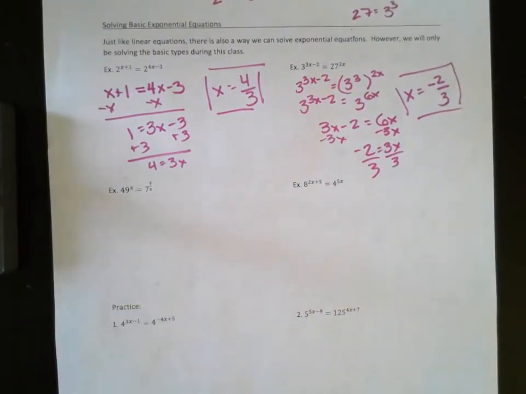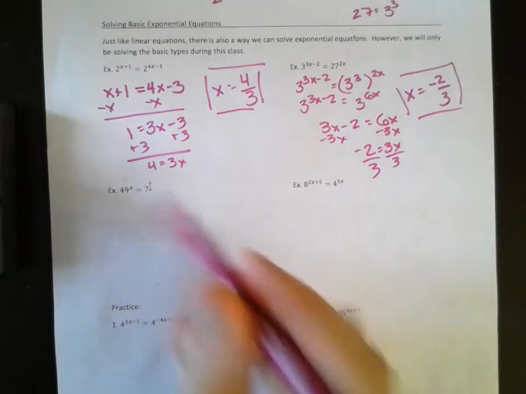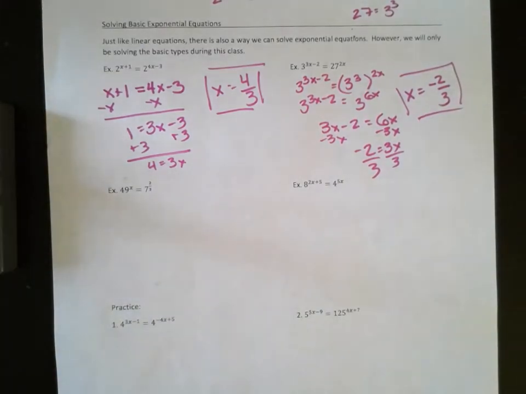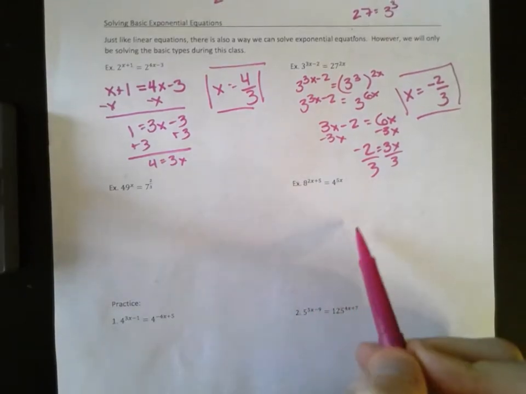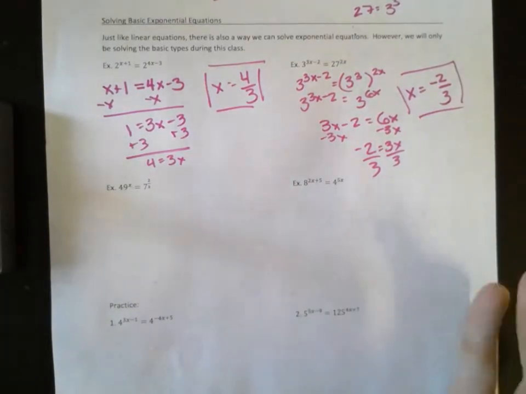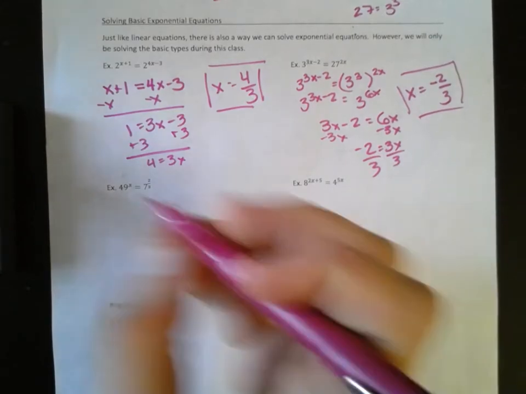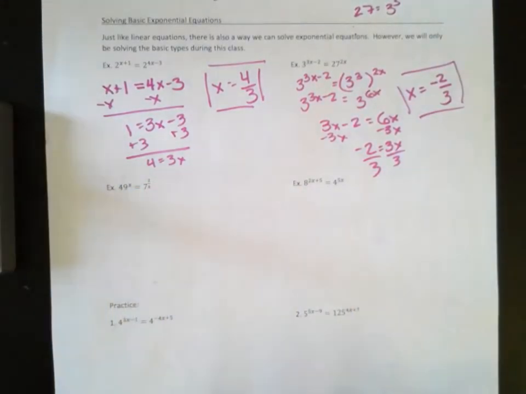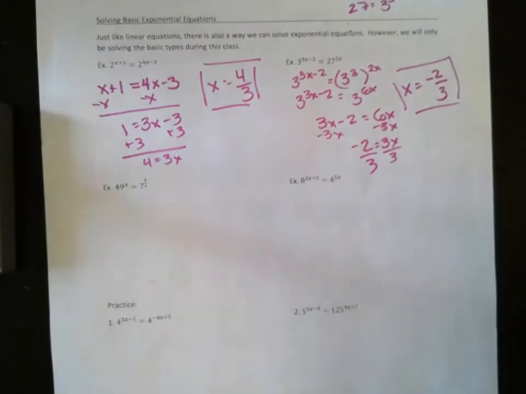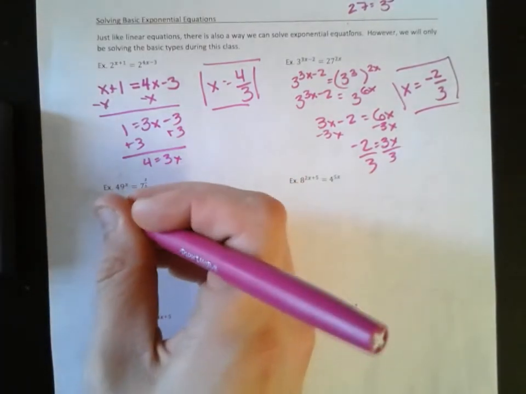Next one, 49 to the x equals 7 to the 2/3 power. If you guys want to pause the video now, you can start solving the rest of these because they all follow the same suit, maybe except this last one, which you kind of have to do something with first. But follow along. We know 49, 7. These aren't the same bases. If only I can make 49 the same base as 7. Oh, 49 is just 7 squared.